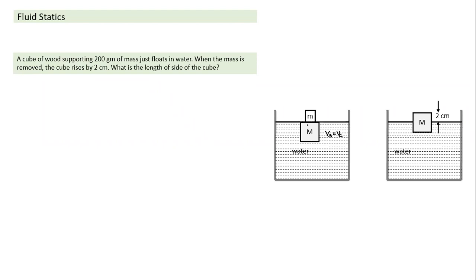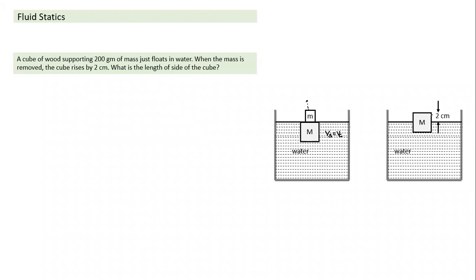So the cube is inside the water and it supports a mass here. The mass is outside the water. This is how it is floating. One question is: when the mass is removed, the cube rises by 2 centimeters. Of course, when we remove the mass, as we were discussing in the previous case also, I hope all of you are clear, the cube will rise, and it rises by 2 centimeters.